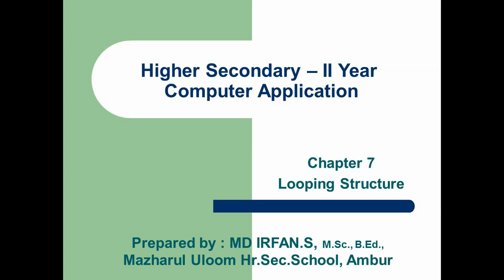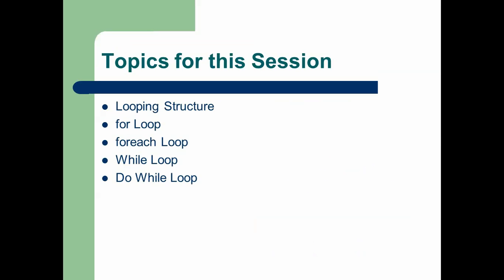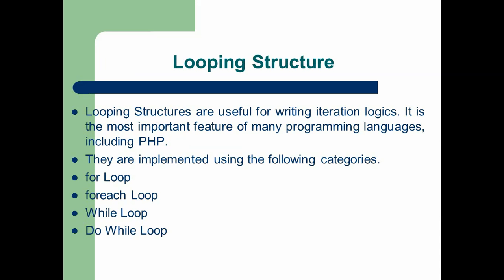Last class we completed chapter 6 where we discussed the control structures. Now we are going to discuss chapter number 7, looping structures. In this session we are going to discuss the following topics: looping structure, for loop, for each loop, while loop, and do while loop. So let's start our class with the first topic, looping structure.